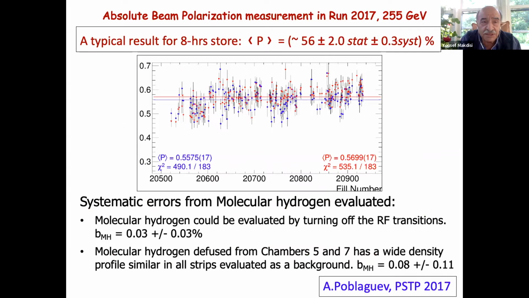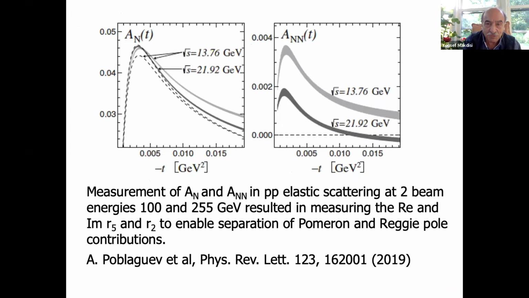Here's a result in 2017. In a typical 8-hour store, the polarization was measured as 56 ± 2% statistically and 0.3% systematically. This systematic of 0.3% was the real work of Andrei Poblaguev, who did amazing analysis, in particular of the molecular hydrogen, which he was able to evaluate with RF transitions turned off, as well as the background coming from molecular hydrogen diffusing from the chambers above and below the collision point. The details are in the PSTP 2017 proceedings, quite a good analysis.